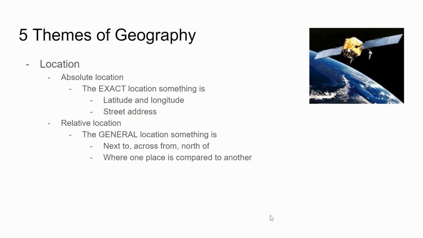The second way we talk about location is with relative location. This is a more generalized location of where something is. We use words like, oh, Fossil is next to the park, or something is across from Target. Or we can talk about how Wyoming is north of Colorado. With relative location, you are comparing where one place is compared to something else. It's nearby, across, next to, south from. We use terms like that to help describe the general or relative location.